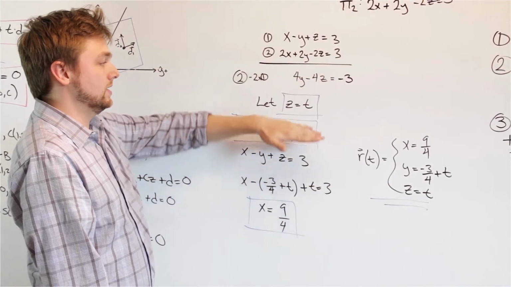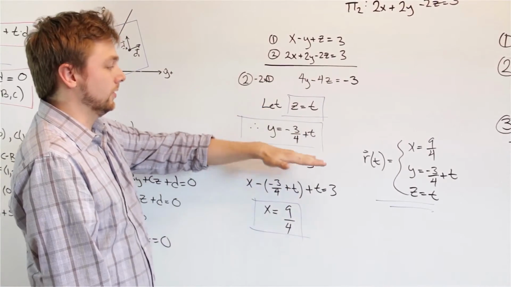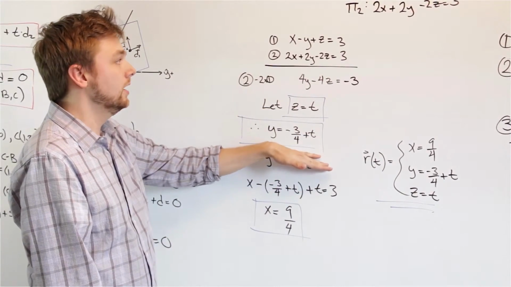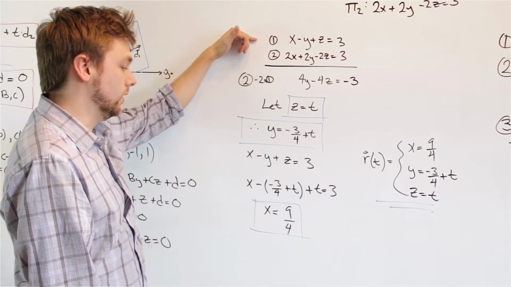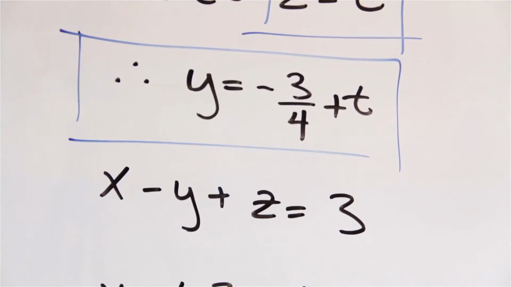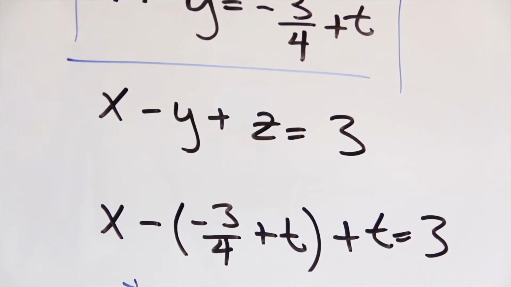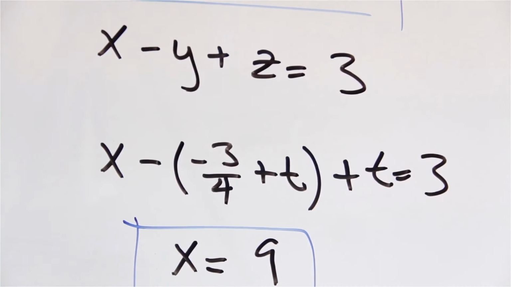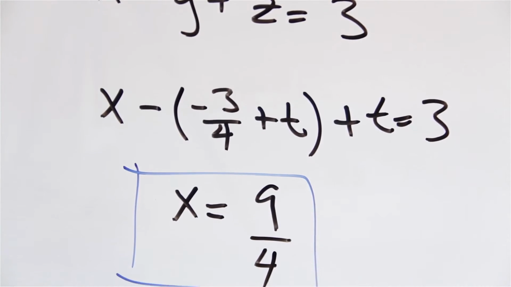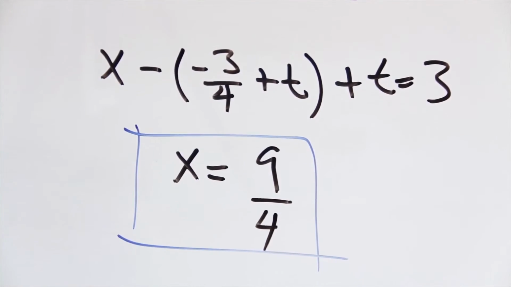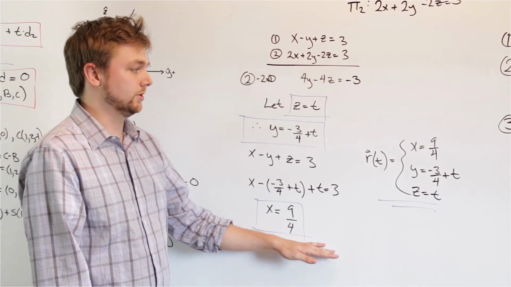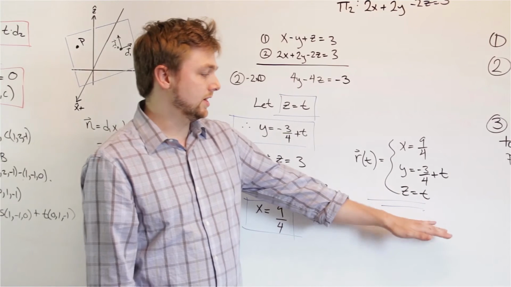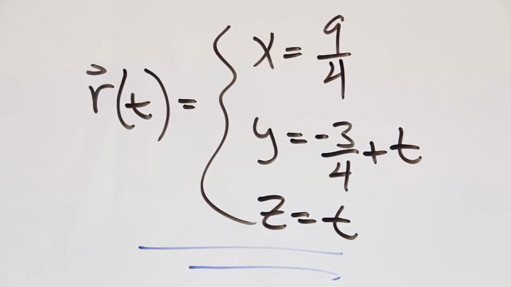Well, now that I know what z is in terms of my parameter and y is in terms of my parameter, I'm going to sub it back into my equation 1 and end up with an expression that has only x's and t's. Simplifying this expression, I end up with a solution that in this case doesn't involve t, but that won't always be the case, but this will in fact be our third parametric equation. We can then express this line in parametric form.